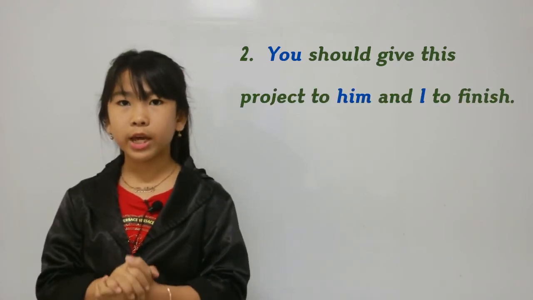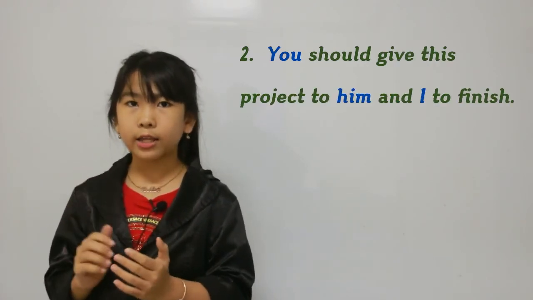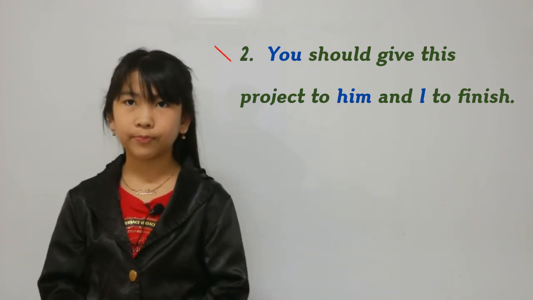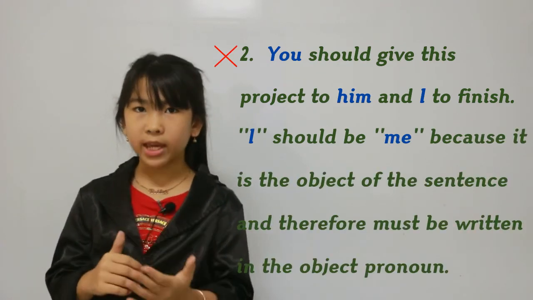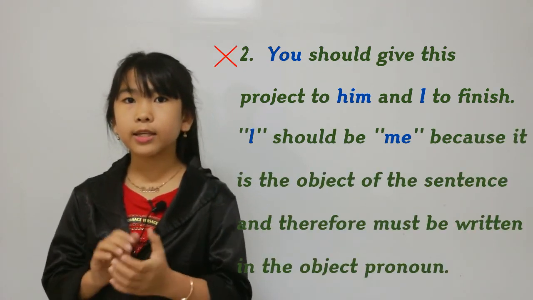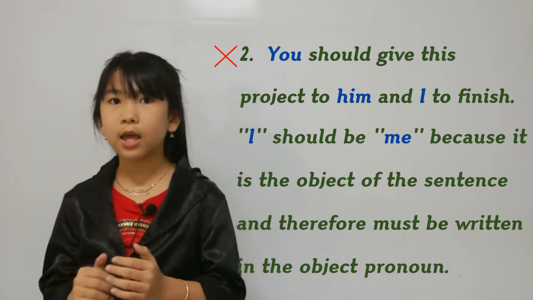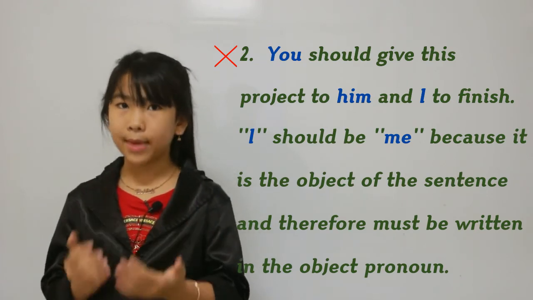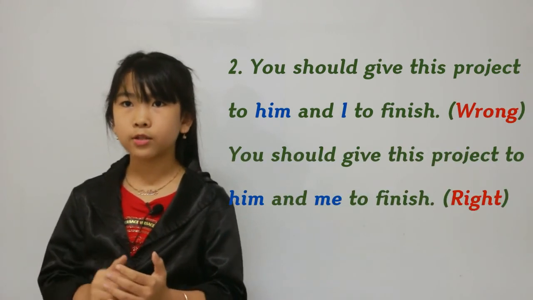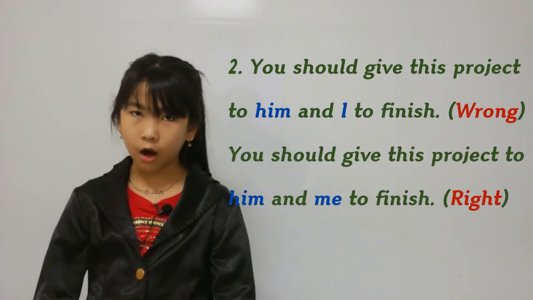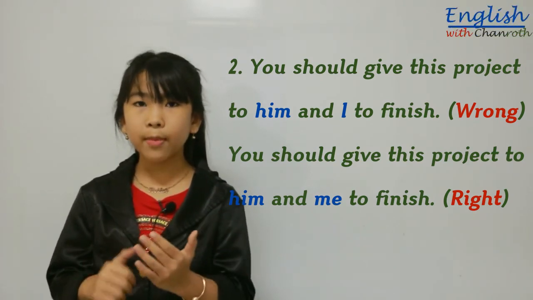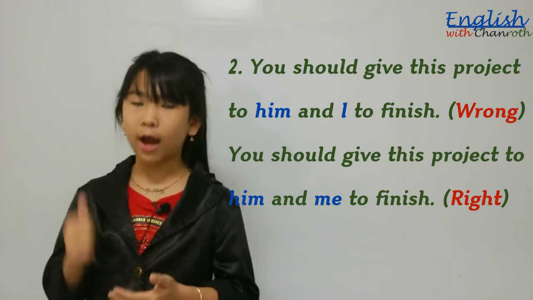Number 2. You should give this project to him and I to finish. Right or wrong? Wrong. I should be me, because it is the object of the sentence and therefore must be written in the object pronoun me. You should give this project to him and me to finish is right.